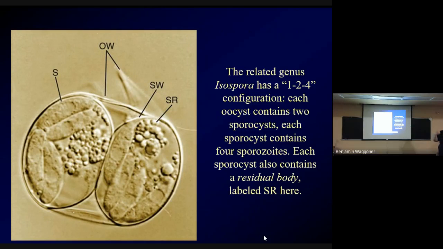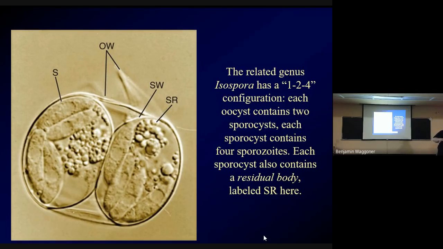So for example, this is called Isospora, and instead of a 1-4-2, it's got a 1-2-4 configuration. Each oocyst contains 2 sporocysts, and each sporocyst contains 4 sporozoites, and in this case, a little bit of leftover stuff called a residual body. This is the kind of thing that veterinarians have to look for. If you take your dog or your cat in and they do a fecal swab or a fecal sample, this is what they're looking for.